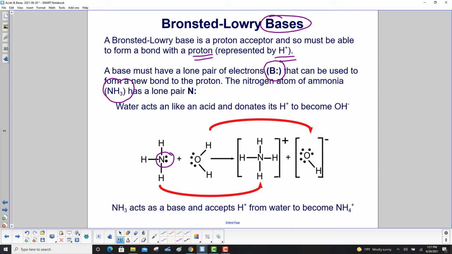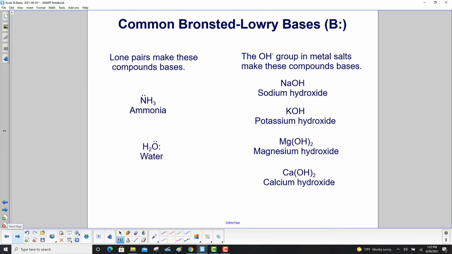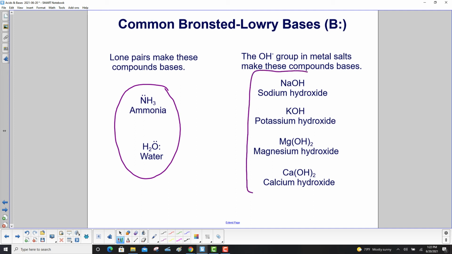Water acts like an acid this time and donates its proton to become OH minus. Ammonia acts as a base and accepts the proton from water to become ammonium. Lone pairs make these compounds bases, which weren't bases in Arrhenius' scheme. The hydroxide group in metal salts make these compounds bases: sodium hydroxide, potassium hydroxide, magnesium hydroxide, and calcium hydroxide.